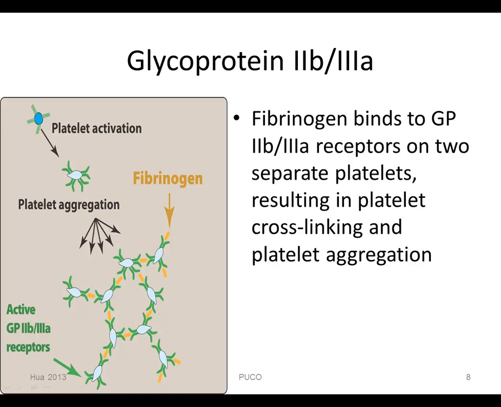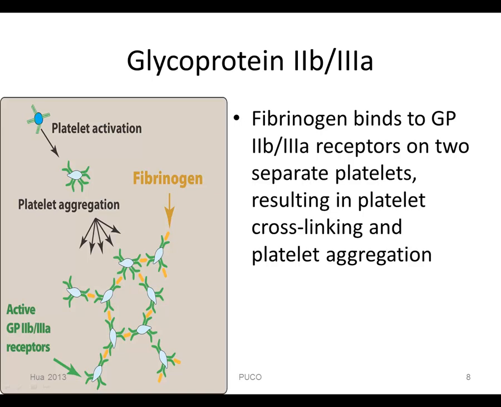Activation of the glycoprotein 2B3A receptor binds fibrinogen and ultimately regulates platelet-platelet interaction and thrombus formation. Fibrinogen, a soluble plasma glycoprotein, simultaneously binds to glycoprotein 2B and 3A receptors on two separate platelets, resulting in platelet cross-linking and platelet aggregation. This leads to an avalanche of platelet aggregation because each activated platelet can recruit other platelets.